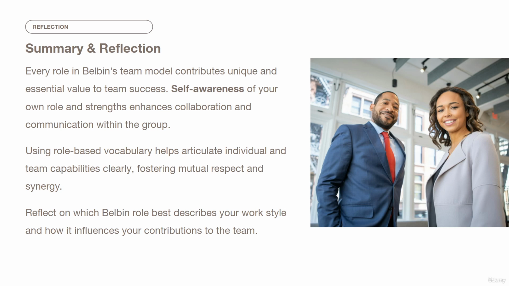So you can reflect on which Belbin role best describes your work style and how it influences your contributions to the team. And you can think about the rest of the team too. Who takes on what roles, who demonstrates what characteristics, and how do they complement each other, and what characteristics do you think could be missing from your team? And could you be the one to bring that characteristic?